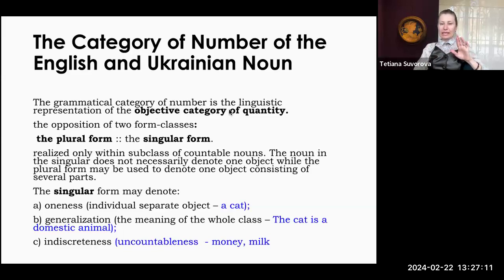So we can speak about the category of quantity, that is the general meaning of that category. And it can be realized in the plural or in the singular form in both languages. In English, it's obligatory to use the indefinite article if we mean a singular form and the meaning of one, because historically it is the pronoun one. That is why it's used only in singular.